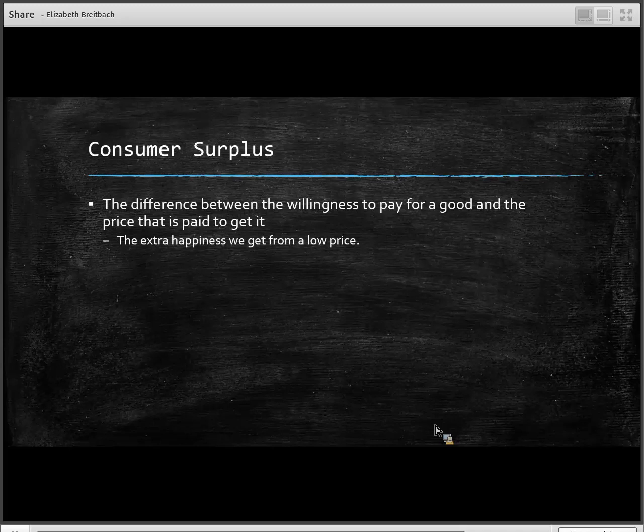Again, consumers like low prices, and so the lower the price, the more consumer surplus that will occur in the market. And again, we're going to measure this at both the individual level and at the market level. So we're going to use both pieces to determine that surplus.